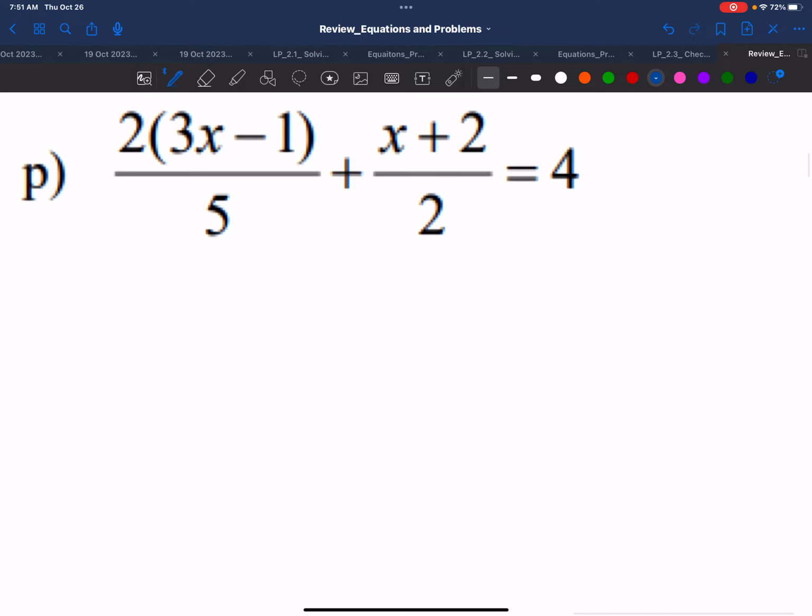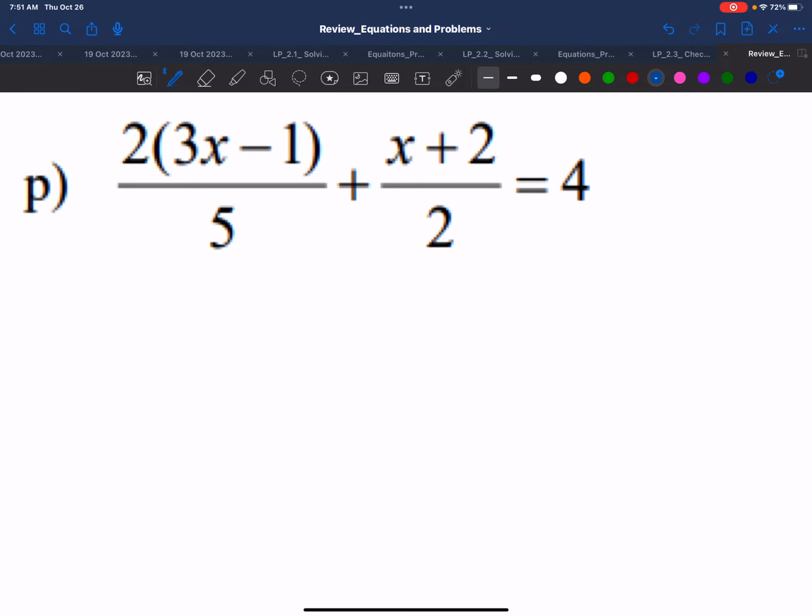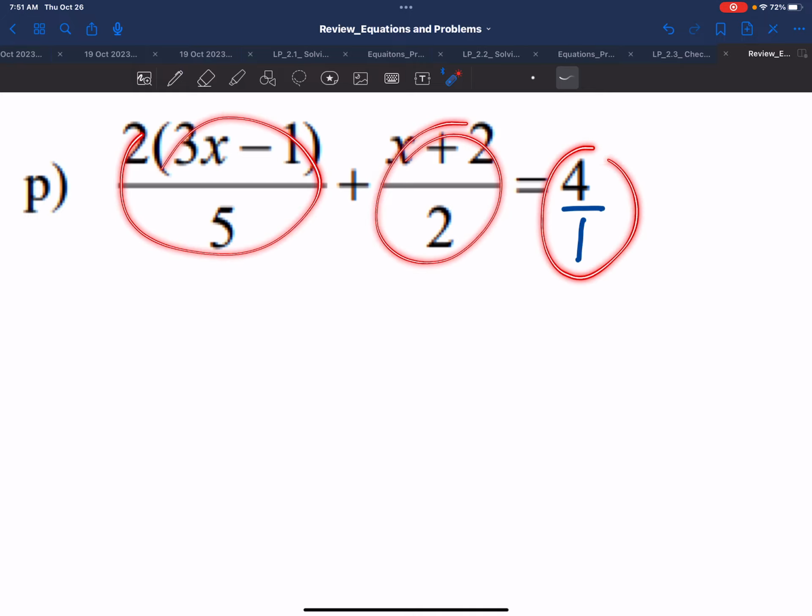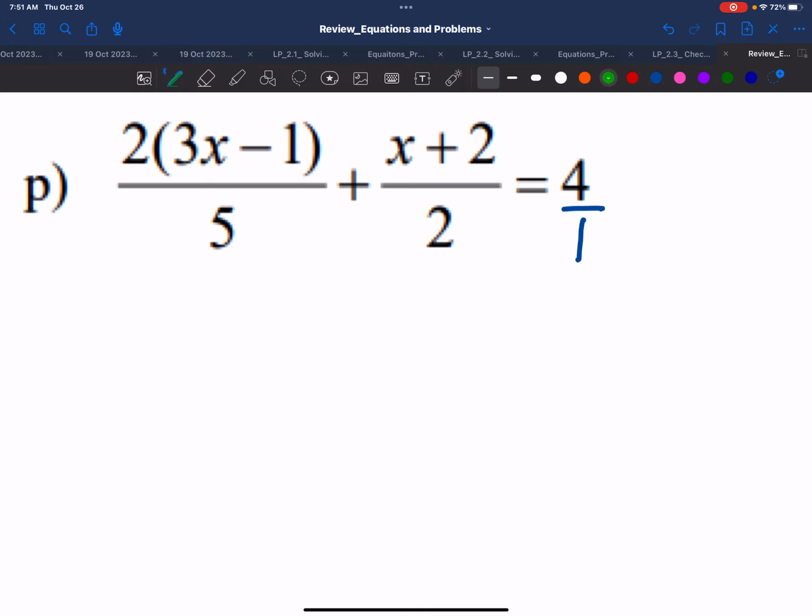One last example of equations. 2 times 3x minus 1 over 5 plus x plus 2 over 4 equals 4 over 1. Everything is a fraction. Remember, 1, 2, 3 terms in total. Lowest common denominator. Now, because the denominators are all prime numbers and all different from each other, that means the lowest common denominator is the product of them. So 5 times 2, 10. So that means we'll multiply every term in the equation by 10.